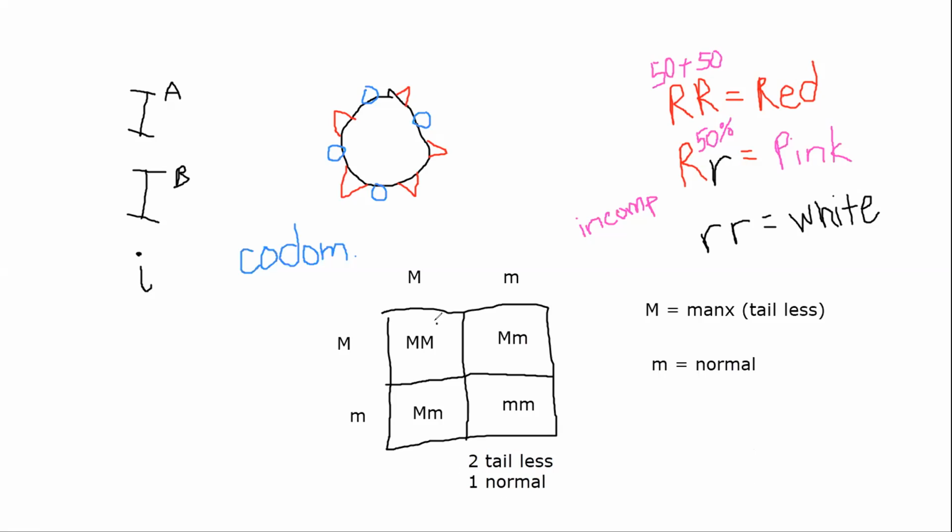Look up here. This is the lethal mutation. Let me swap colors. If you had the double dominant, it died in utero. So you have to be a heterozygote to be able to show, because otherwise you were dead. And then this kitty is normal.